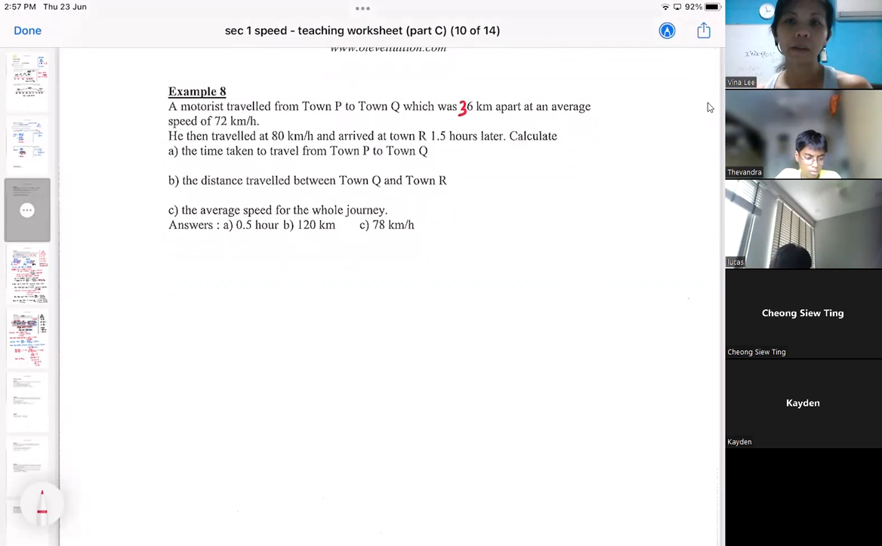Okay, so this one is not meant to be a difficult question. It's just a very typical question. You might even see it in primary 6. Right now, if you read the information, there's only a motorist traveling from P to Q, and it's 36 kilometers apart, and we got the speed.